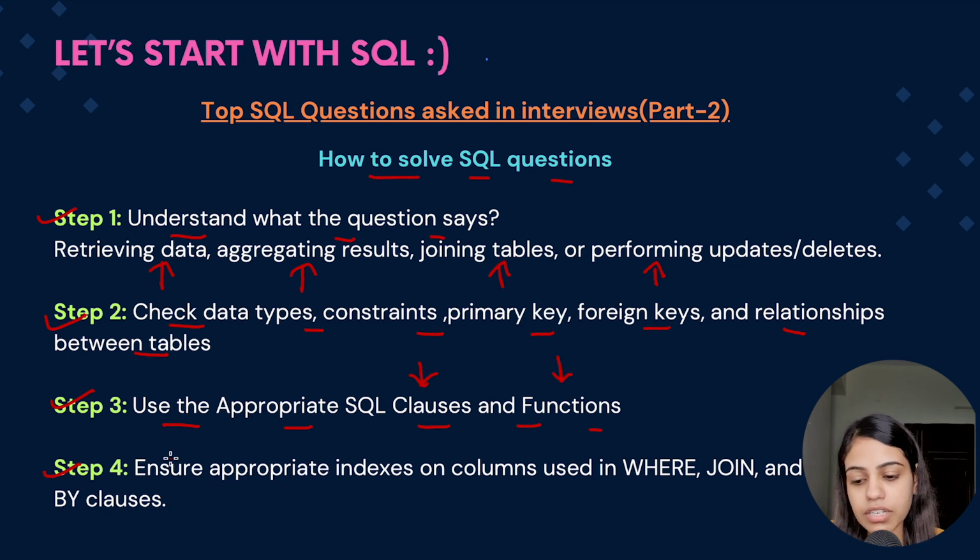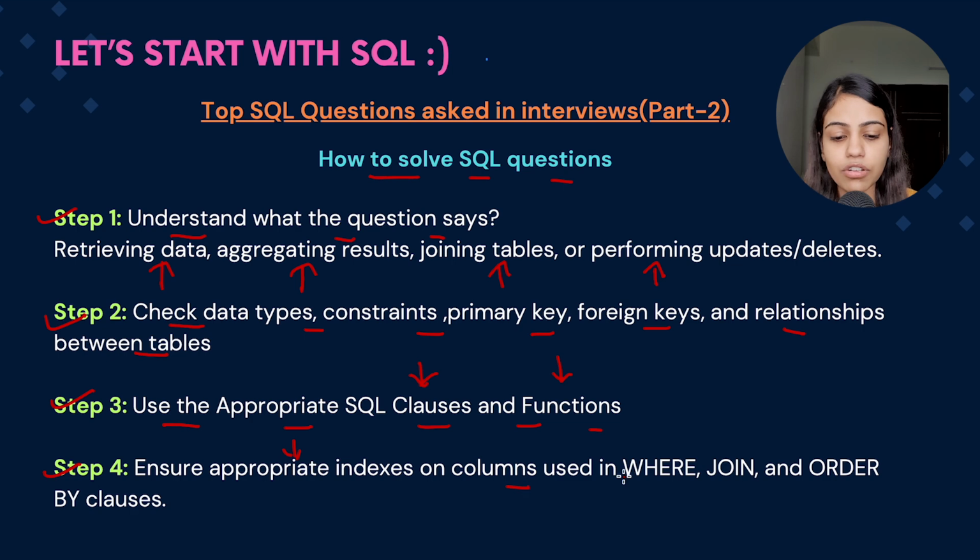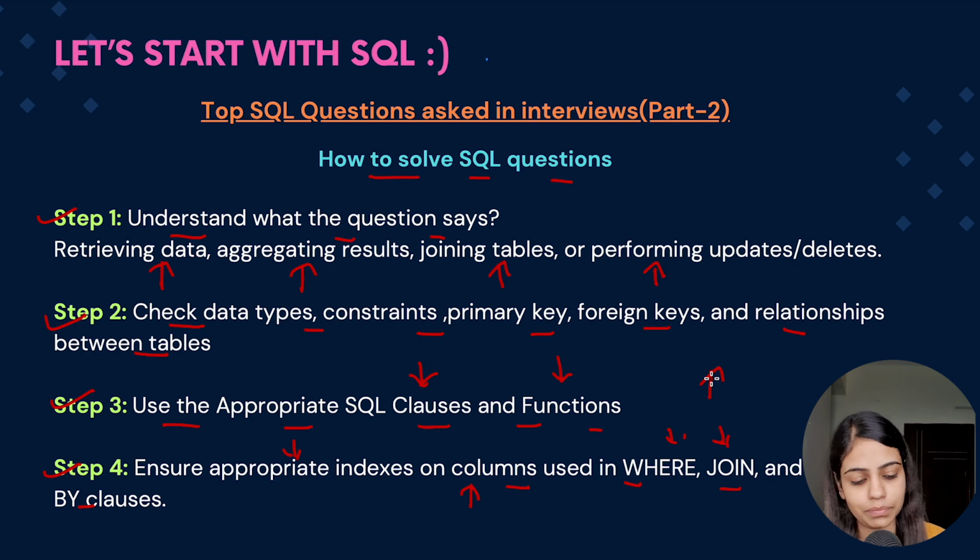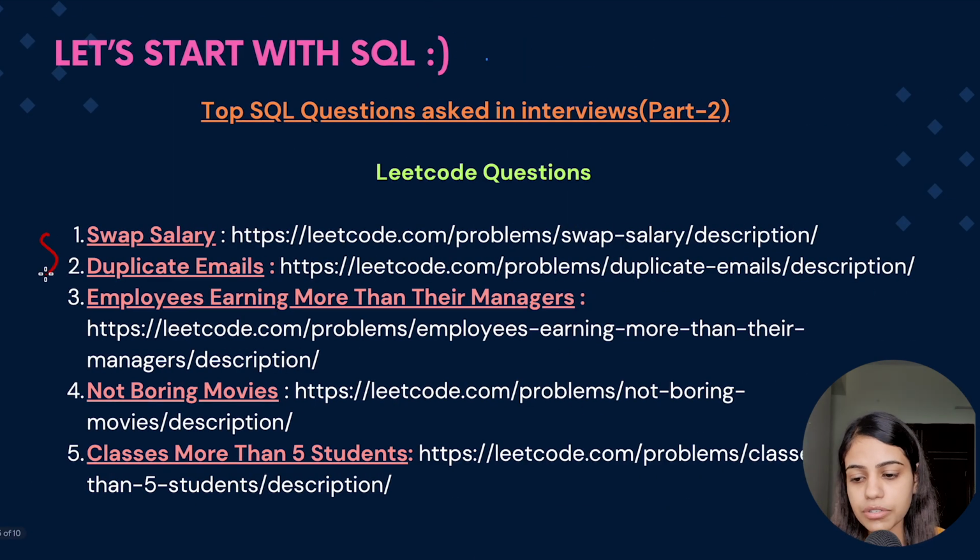So in the same way we need to know what are the appropriate SQL clauses or functions we can use here. Now coming to step 4, ensure appropriate indexes on the columns in where, join and order by clauses. Whenever we are using these clauses, we have to make sure that we are performing the operations based on the indexed column only. Indexing helps us get the results very fast and decreases the query time. If there is no indexing present, it will scan the entire database, so that will take a lot of time, right? The query time increases whenever there is no indexing present, but if there is indexing present, the data retrieval is very fast.